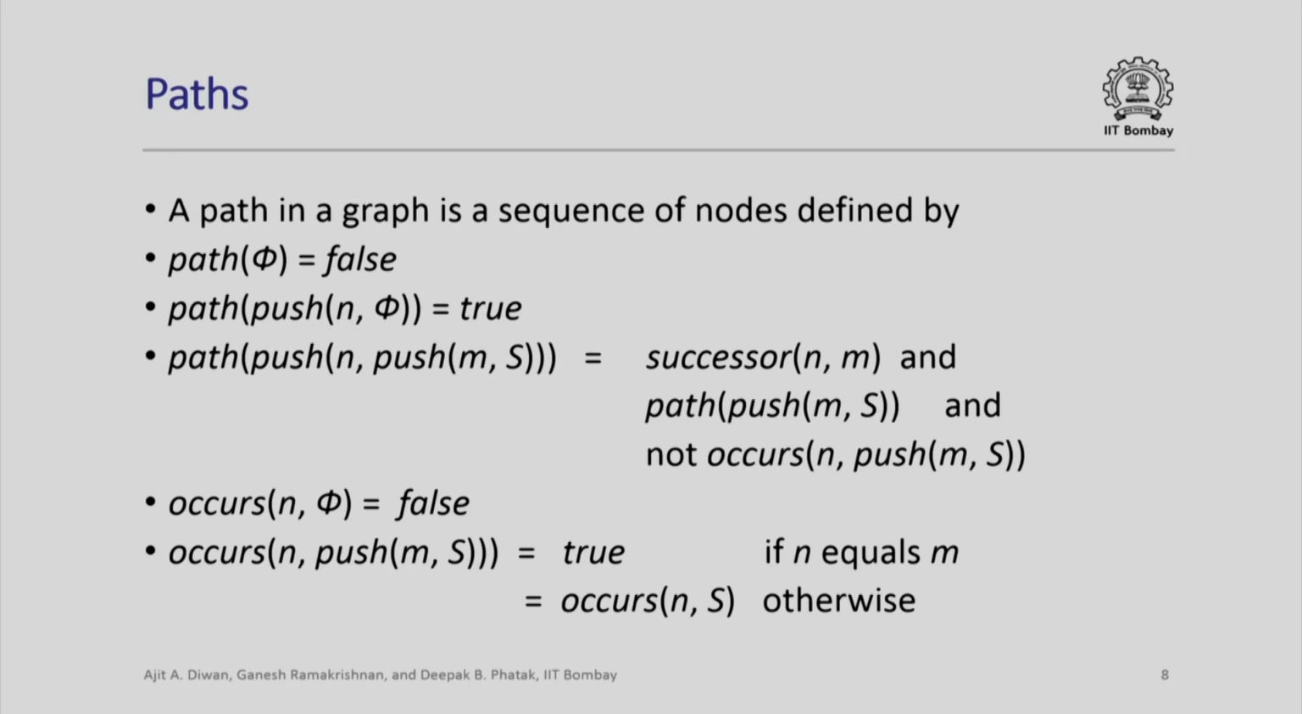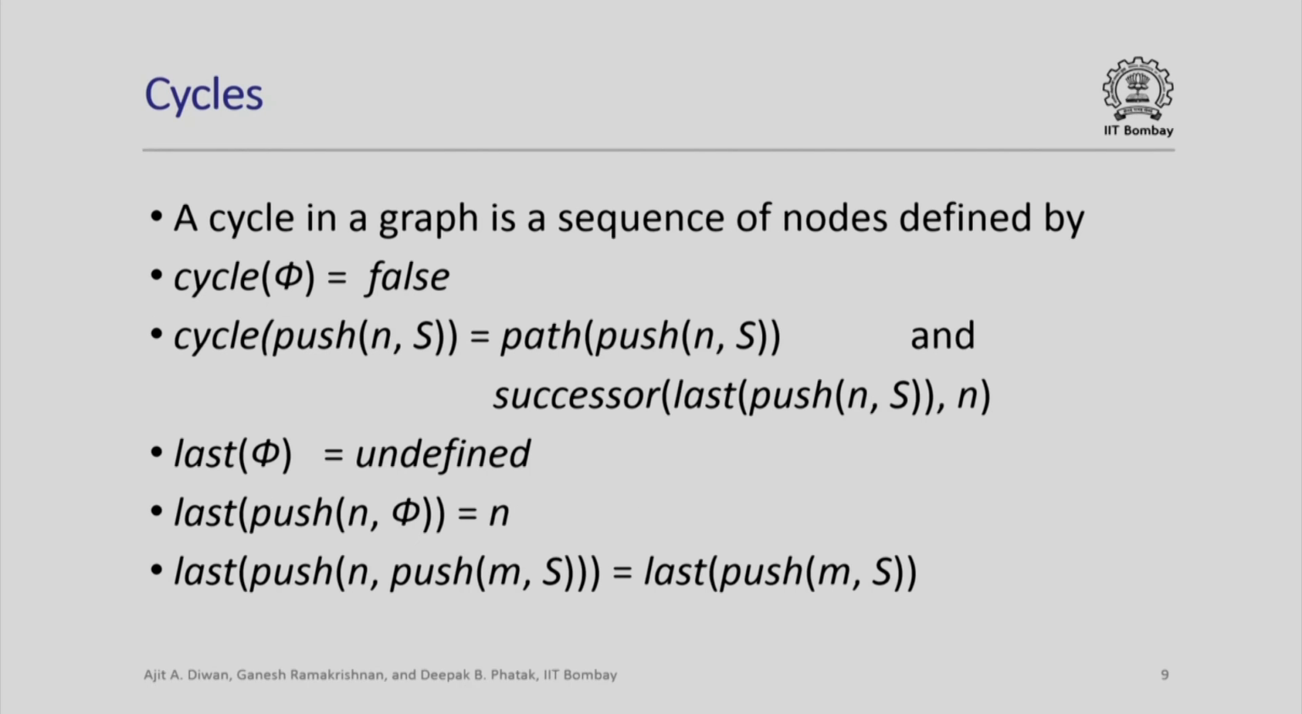So, the occurs function essentially tells us whether a given node occurs in a given sequence of nodes. So, occurs n comma phi is false, occurs n comma push m comma s is true if n equals m, otherwise it is true if n occurs in s itself. This will be useful later also.